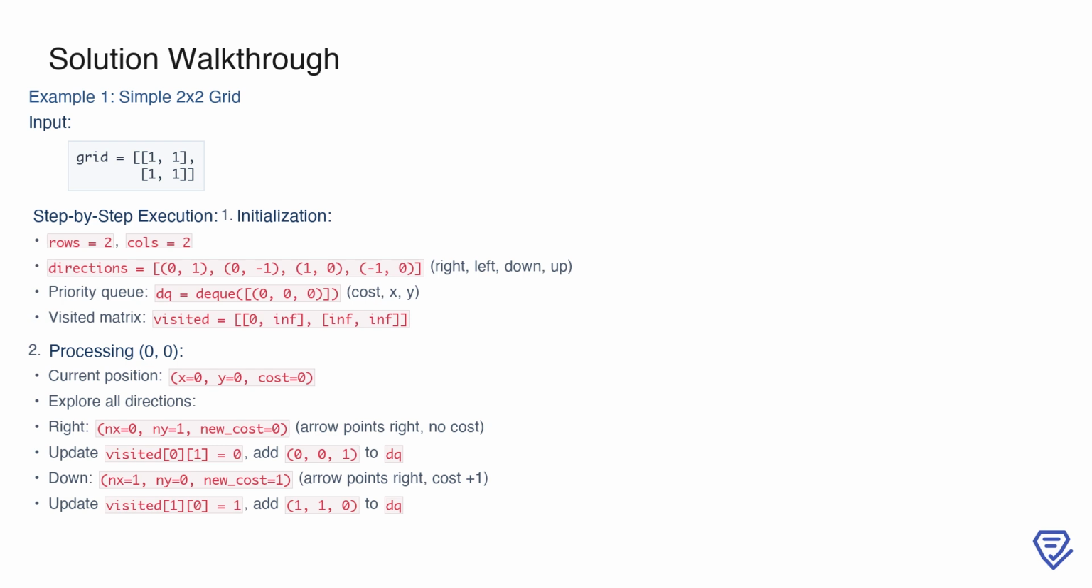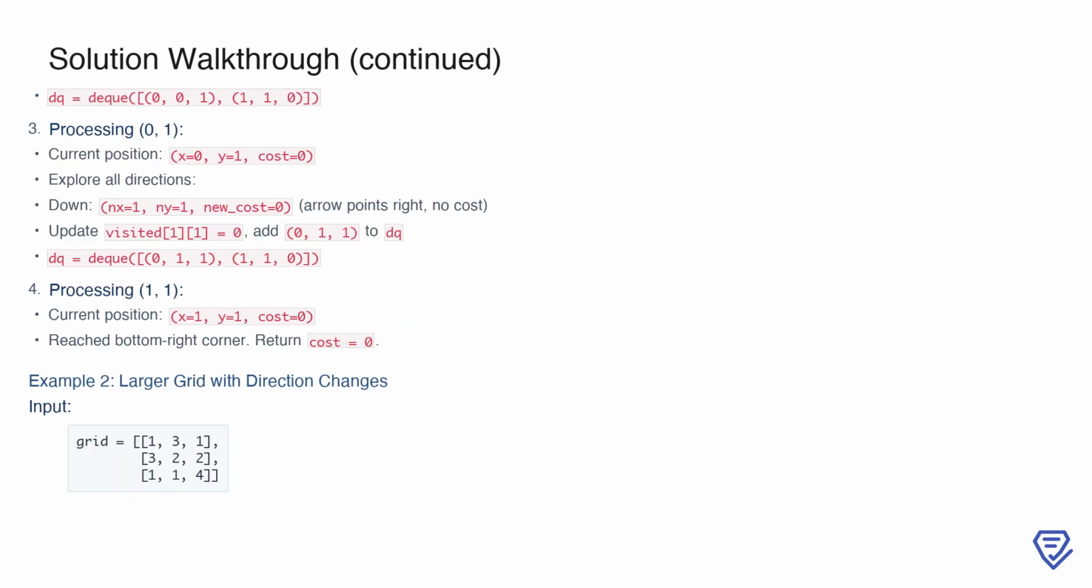As we process the first cell, 0, 0, we explore its neighbors. Moving right to 0, 1 aligns with the arrow direction, so no additional cost is incurred. We update the cost for 0, 1 to 0 and add it to the queue. Moving down to 1, 0 requires changing the arrow direction, adding a cost of 1. We update the cost for 1, 0 to 1 and add it to the queue as well. At this stage, the queue contains the positions 0, 1, and 1, 0.